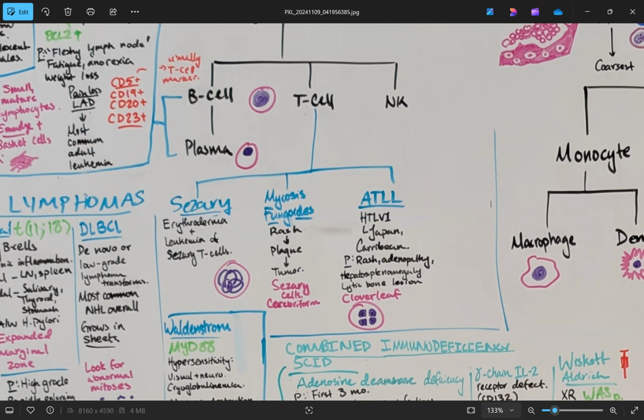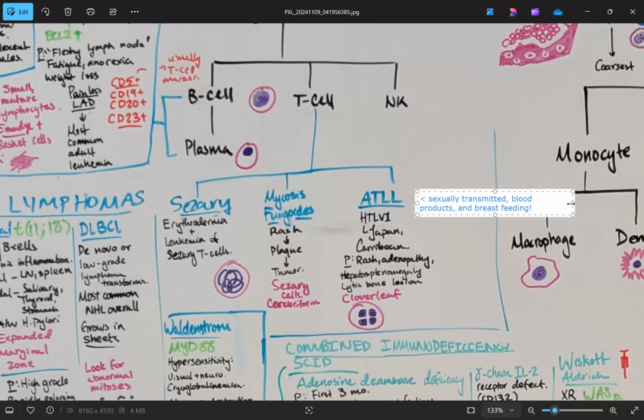This one is usually associated with a virus, the human T lymphotropic virus 1, which you will see a lot in Japan and the Caribbean. So if someone has visited those places or lives or comes from those places, you'll be thinking ATLL due to the HTLV-1 virus. It presents with rash, adenopathy, hepatosplenomegaly, and lytic bone lesions. Lytic bone lesions will be pretty big because only a few diseases present with that. You'll see cloverleaf cells or cloverleaf nuclei. So if you see something that looks like a flower or cloverleaf, ATLL.